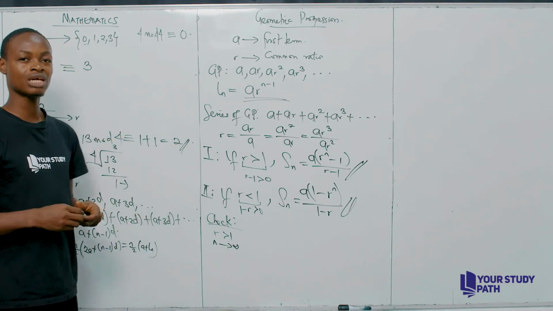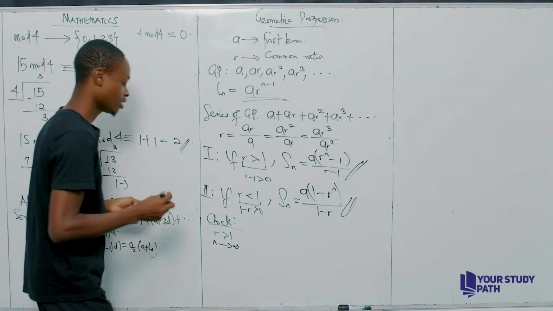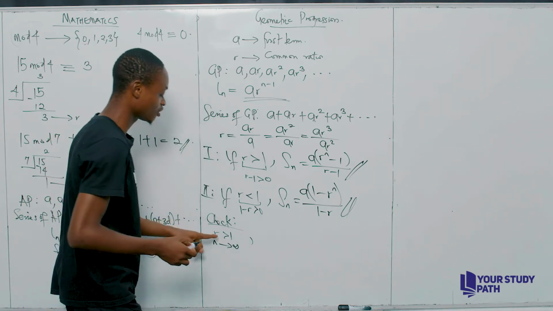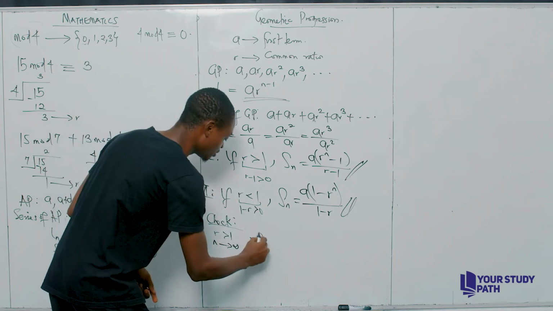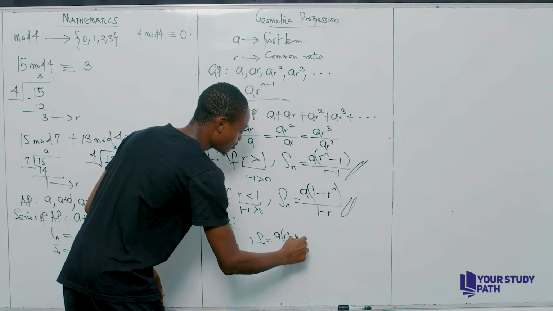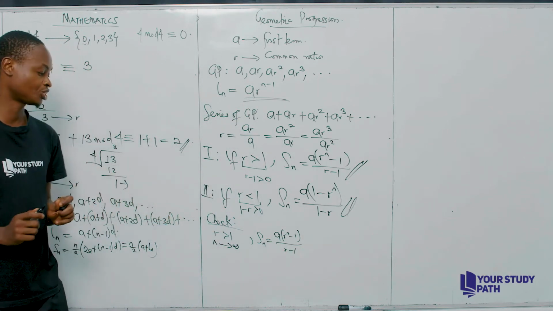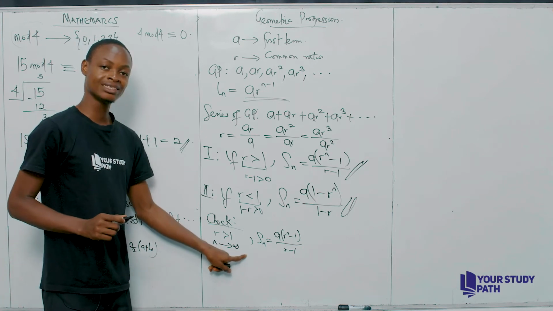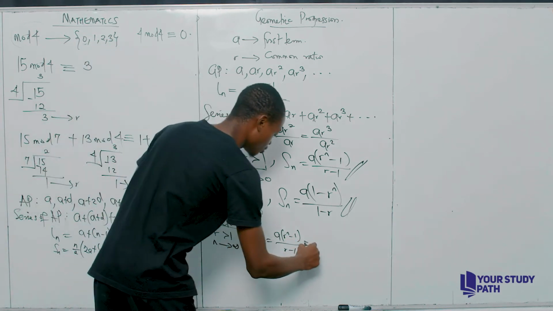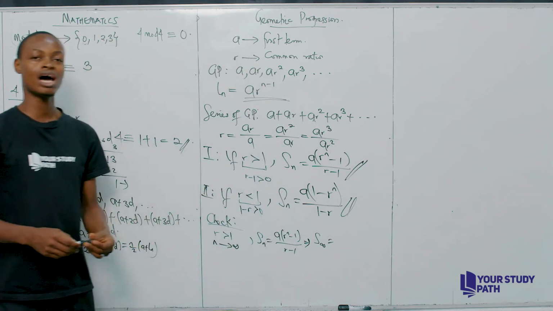We are going to be using our calculator to help us wrap our heads around this concept. If r is greater than 1, then it means that we are using the sum of n, which is a into r raised by n minus 1 divided by r minus 1. Right? That is not changing. Now we need it when n tends to infinity. So when n tends to infinity, we have s infinity.